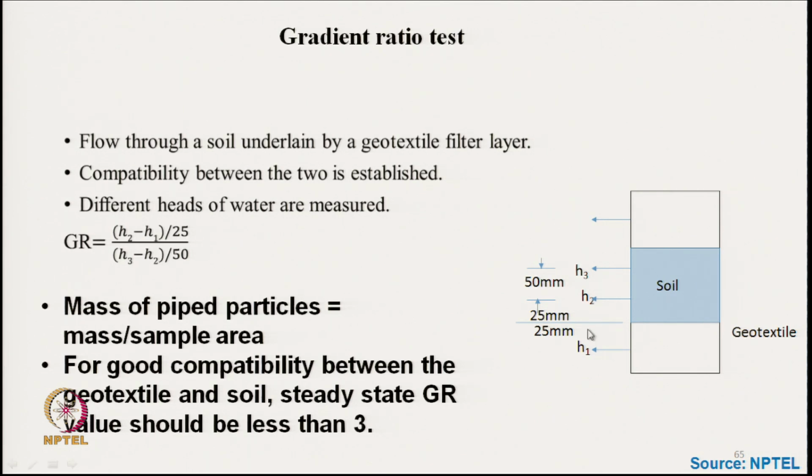Now, here if the geotextile is blocking, suppose the geotextile permeability is much less than this soil permeability, in that case this H2 minus H1 by 25 will be higher than the denominator. So, this will be very high, that shows the proper flow of water is not there. Once we apply the geotextile in soil, it is normally more than normal soil, but with time it should get stabilized.